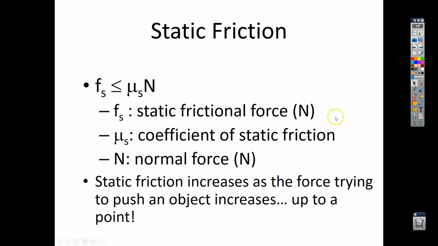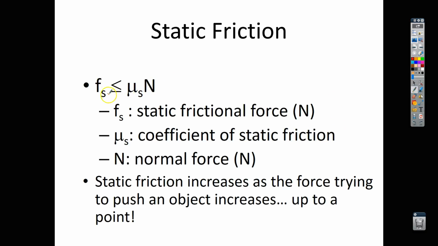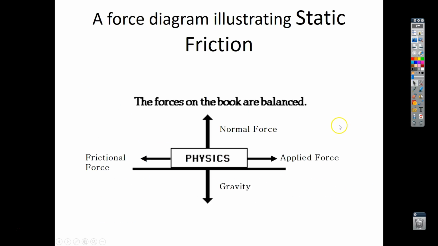The next one shows you a little more detail on static friction. The value for static friction is always less than or equal to mu, which is a coefficient. This is the Greek letter mu, with an s as a subscript because it's the coefficient of static friction. We multiply that times the normal force. So static friction will continue to go up as the force trying to push the object increases, up to a point. Once we hit that point and the object starts to slide, that's where we have kinetic friction.